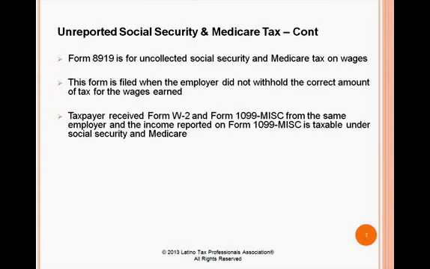A taxpayer may receive Form W-2 and Form 1099 miscellaneous from the same employer. That happens when a bonus is paid out. Sometimes the employer will use a 1099 miscellaneous. And the income reported on Form 1099 miscellaneous is taxable under Social Security and Medicare.